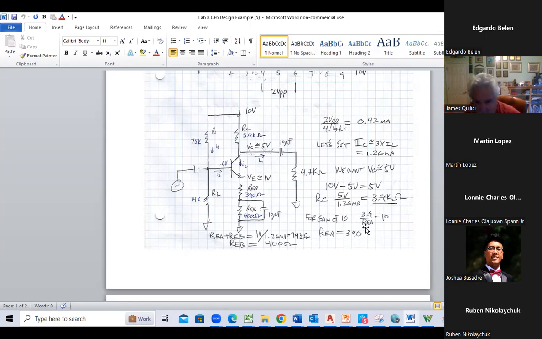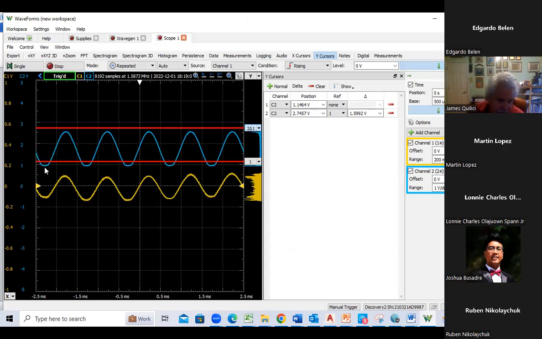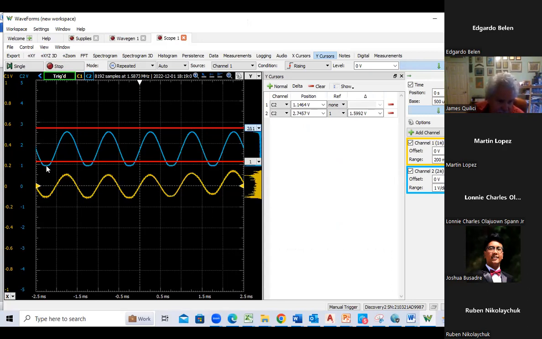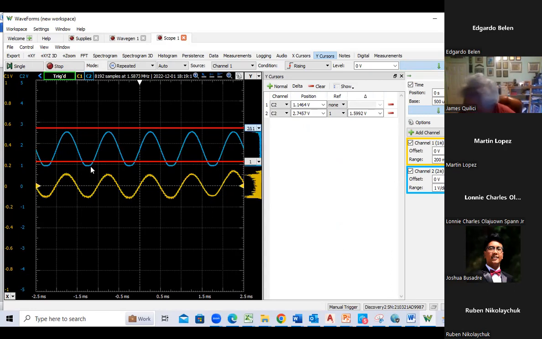Let's see what that looks like. Flattened out a bit, huh? That's because it dropped my average down. I don't like that. It's running into, this is basically my emitter voltage here. When it flattens out like that, I'm getting the bottom part of my dynamic range. So I think that was a bad move.